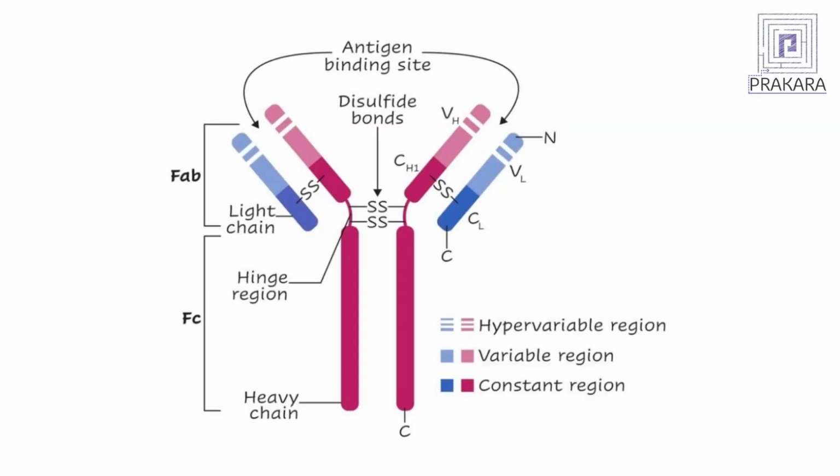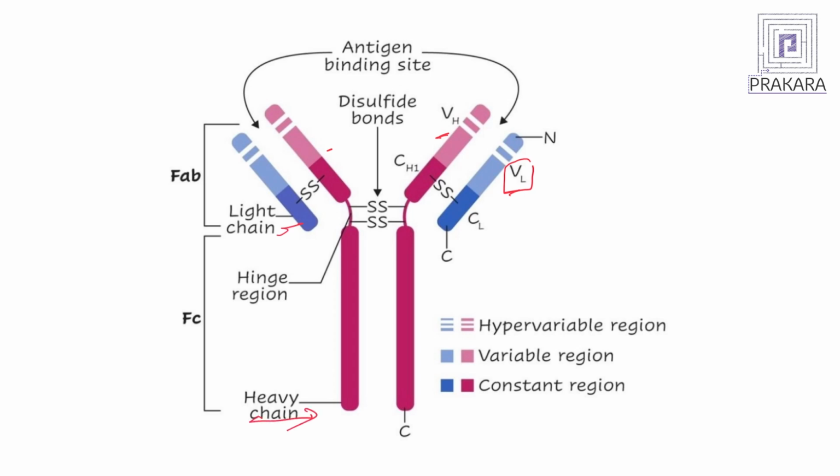Now, this is the structure of the immunoglobulin. This is your light chain, and this one is the VH heavy chain, and this is your light chain. The one depicted in blue color is your light chain, and this is your heavy chain.